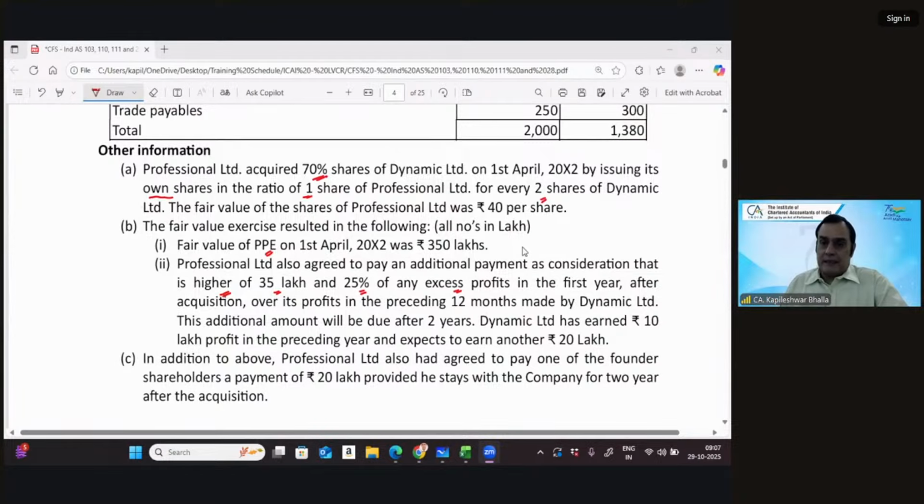And then it says this additional amount is due after 2 years. Dynamic has earned 10 lakh profit in excess in the preceding year, and it expects to earn another 20 lakh. Now, if you take 25% of the excess, it's nowhere close to 35 lakhs, which means we're going to pay him basically 35 lakhs. So we can say, yes, effectively, it becomes a case of deferred consideration.